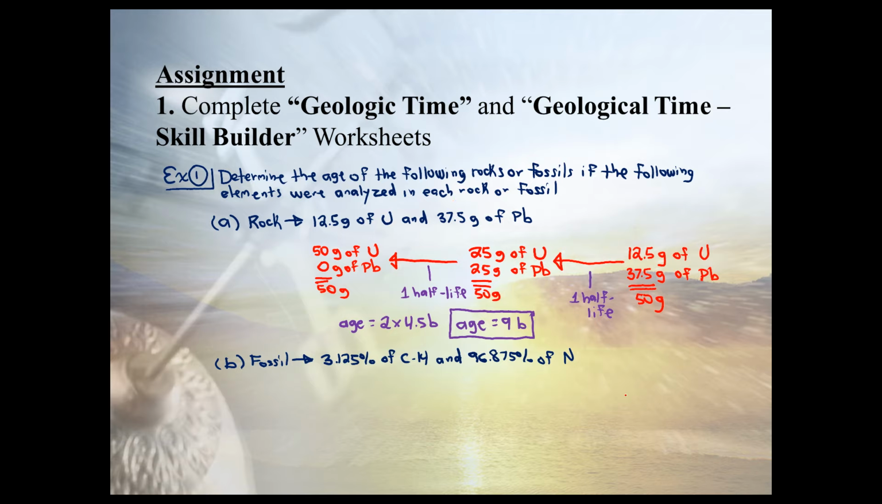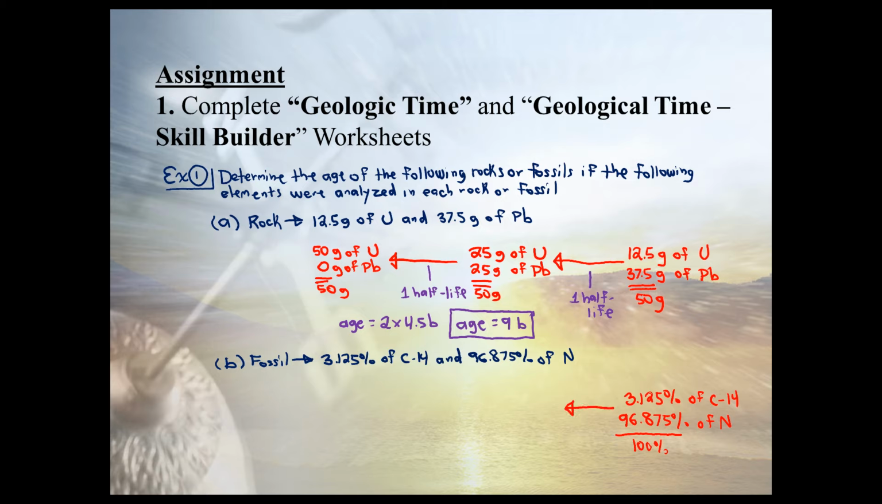So let's start off with, we dig up our fossil, we analyze the amount of elements in it, and I have 3.125% of carbon-14. And I have 96.875% of nitrogen. When you add these two numbers up, they should give you 100%. Now, we have to go backwards by half-lives to figure out how old this is. So let's go back by one half-life.